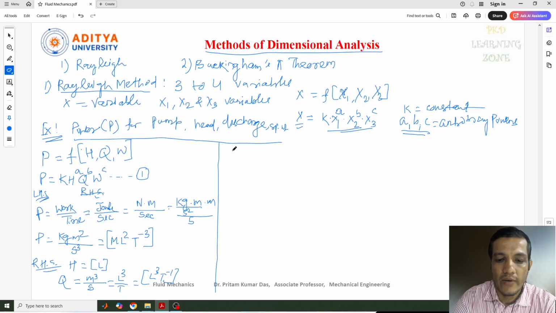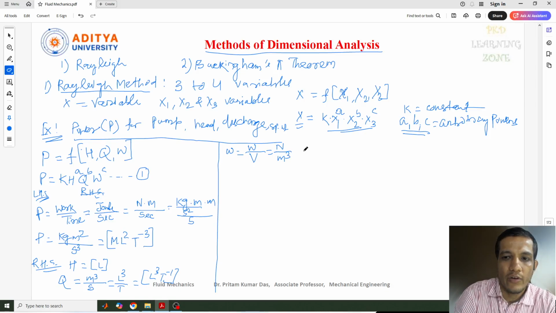Now the last one is W. This is specific weight actually. So the specific weight we can write as weight per volume. This is weight per volume. So the unit we can write is Newton per meter cube.